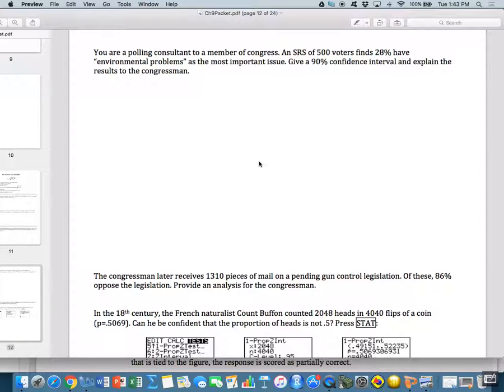You are a polling consultant to a member of Congress. A simple random sample of 500 voters finds 28% have environmental problems as the most important issue. Give a 90% confidence interval and explain the results to the congressman.